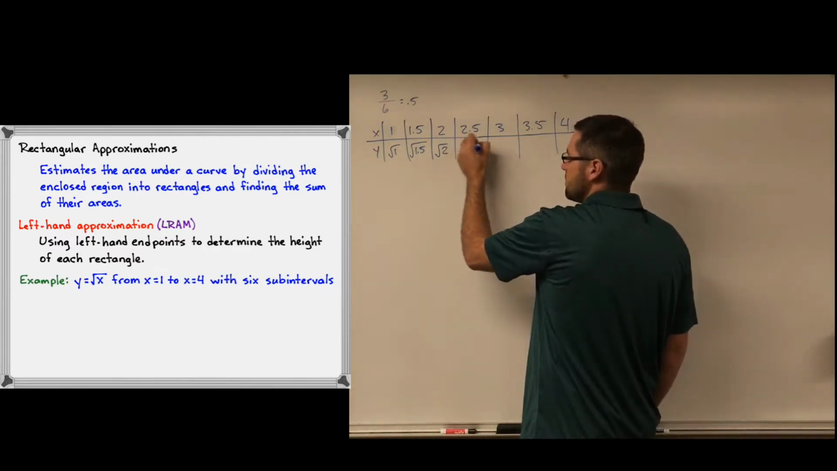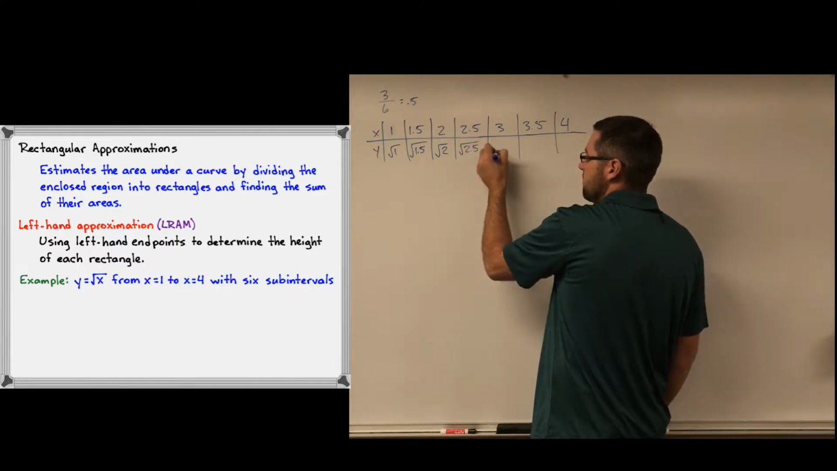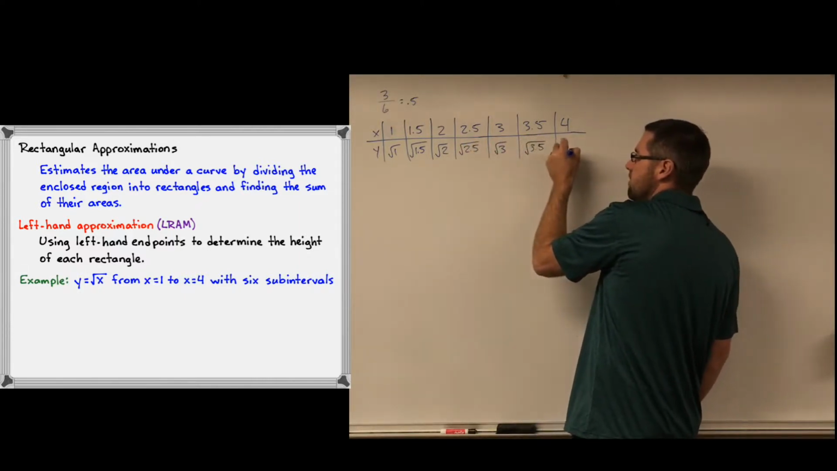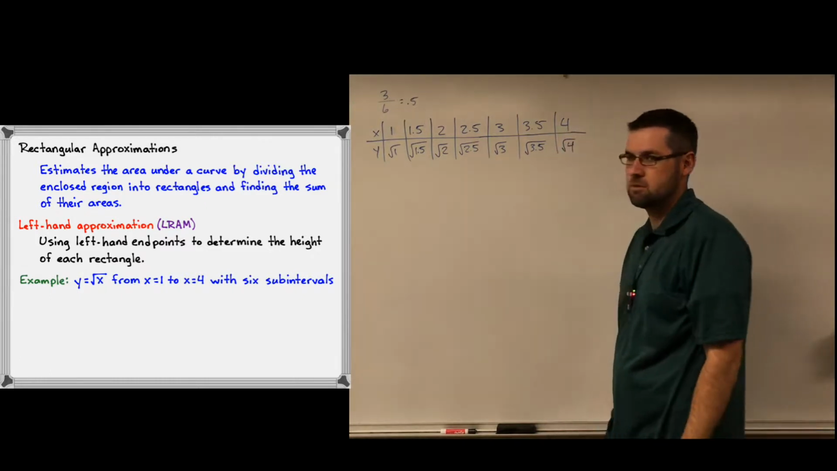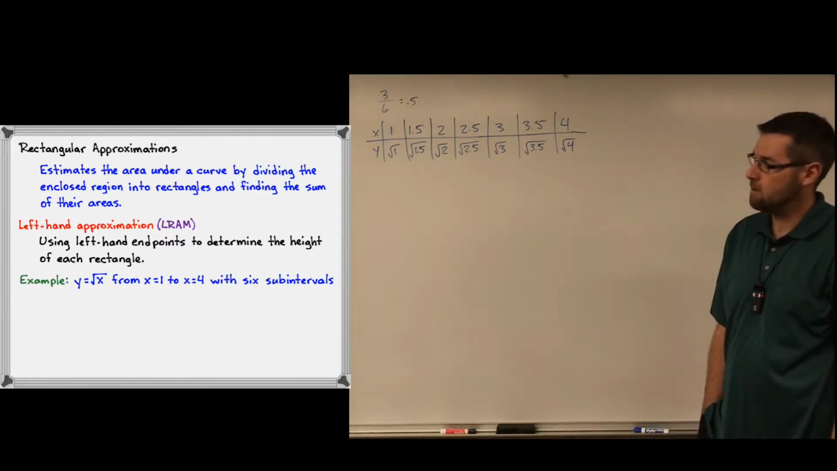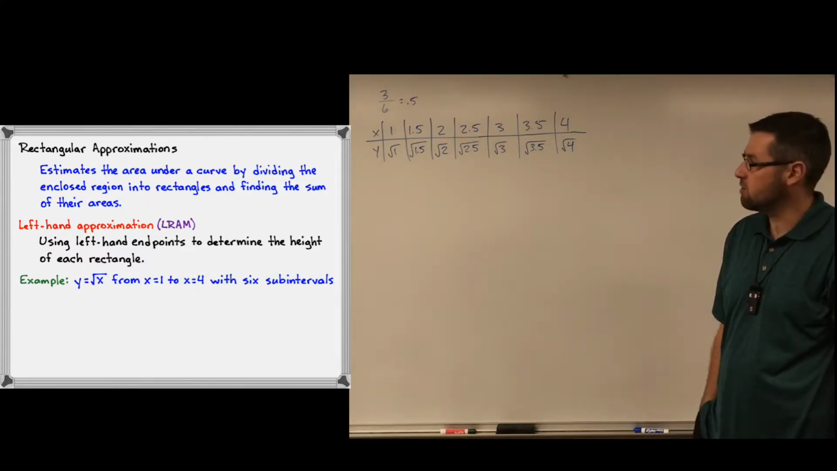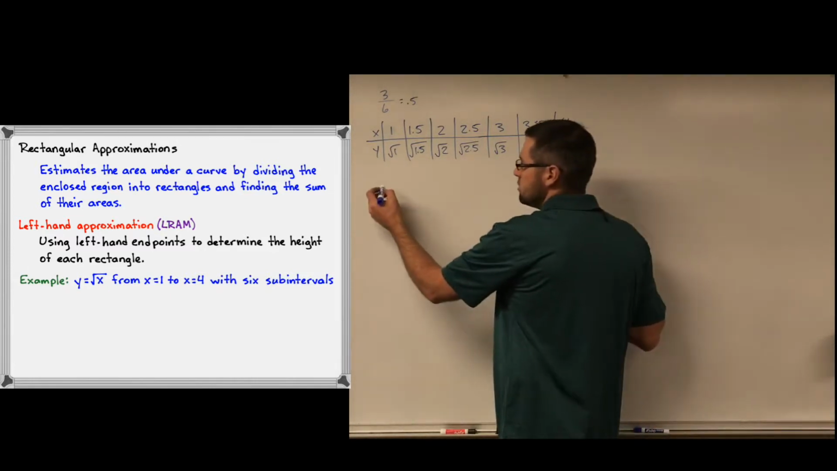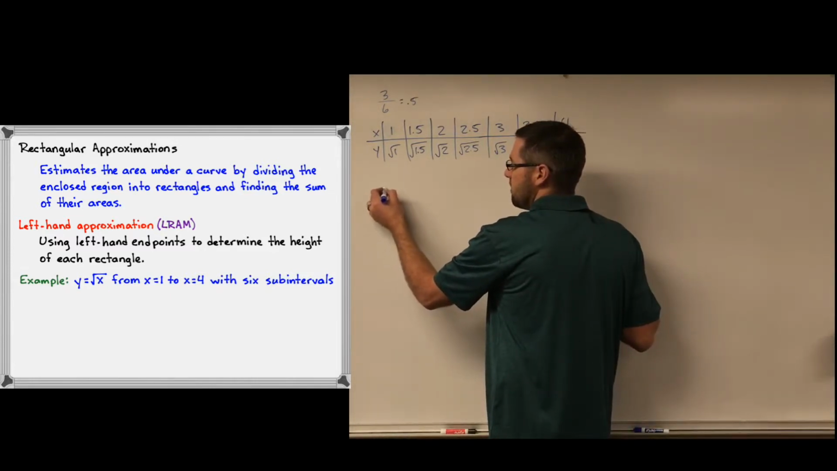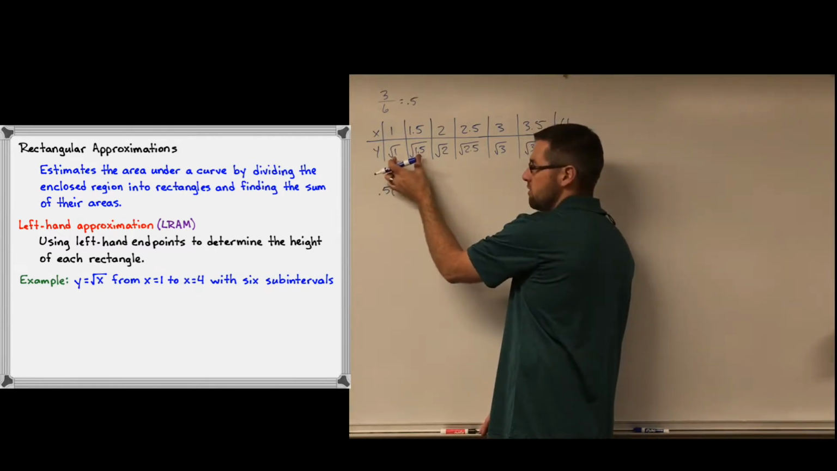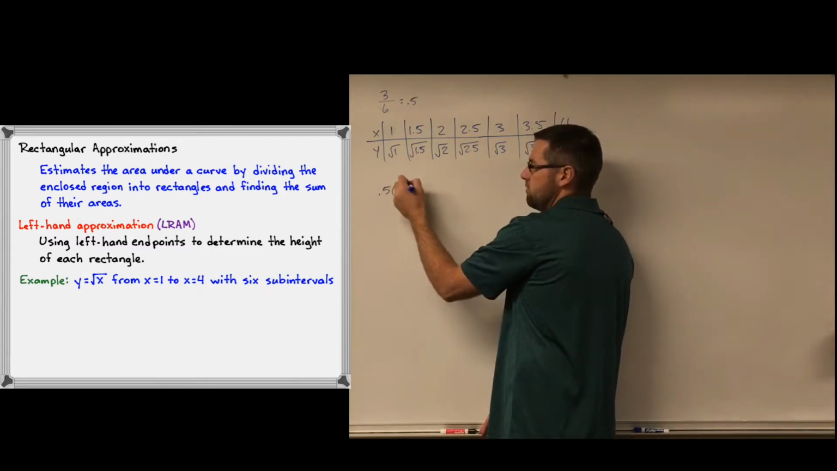What's this? Rad 2.5, rad 3, rad 3.5, rad 4. Okay. Now we are doing a what? Left hand. And how wide is each subinterval? 0.5. So we're going to say 0.5 times, which value do I use? The left, so rad 1.